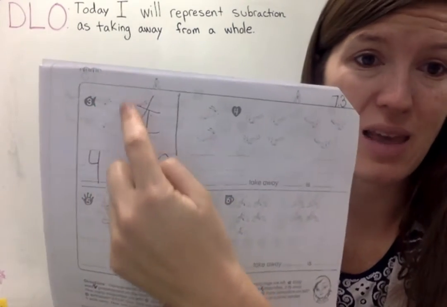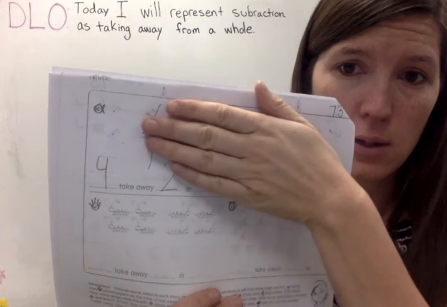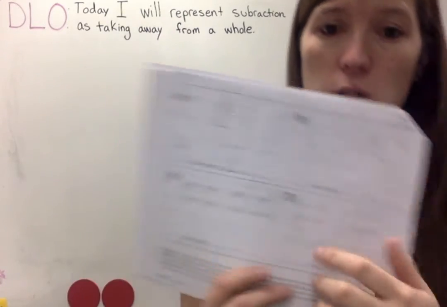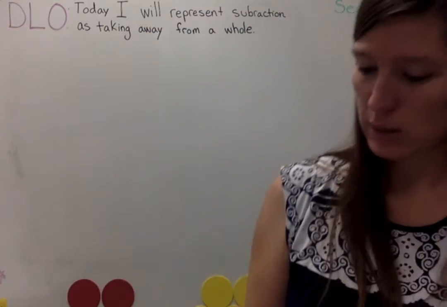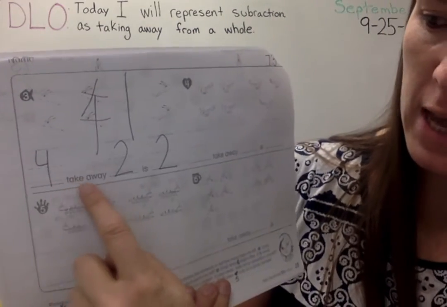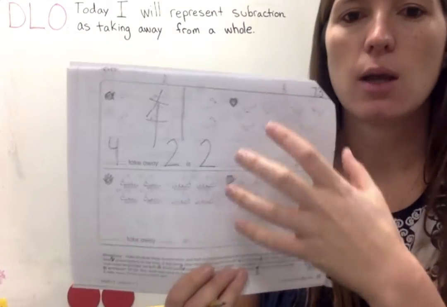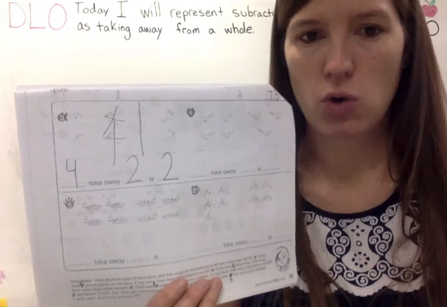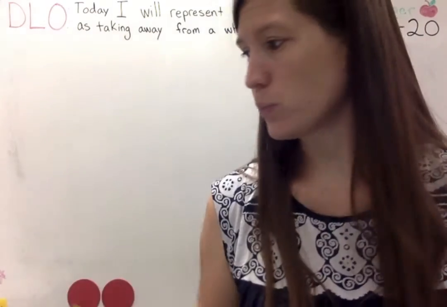How many are left? I had 4. I took 2 away. How many grasshoppers are there? 2. And I'll show you some more ways to write that 2. And then you'll write 2 right here. But I can't do it sideways. 4, take away 2 is 2. I'll show you an easier way that I normally teach it, but when you do it on your worksheet, it's good for you to see different strategies and different ways that you can see the problems.